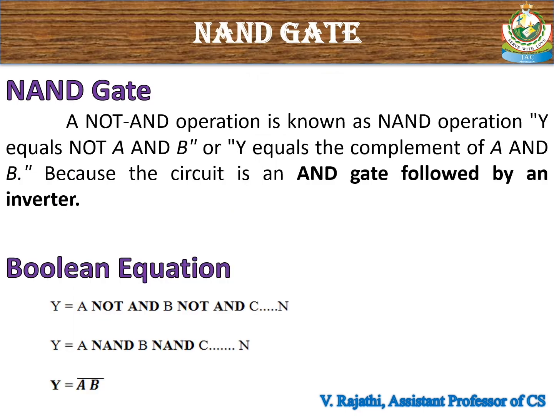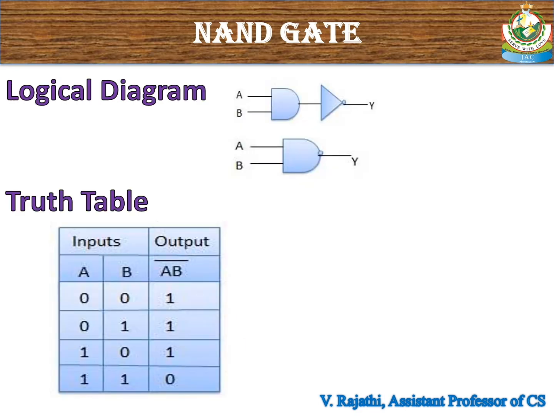And the NAND gate. NOT AND operation is also known as NAND operation. Y equals NOT of A and B, or Y equals the complement of A and B, because the circuit is an AND gate followed by an inverter. This is the Boolean equation, Y equal to AB the whole bar. This is the logical diagram of the NAND gate. This is the AND gate and this is the NOT gate, an AND gate followed by a NOT gate. And this is the truth table. When both inputs are high, which is 1, we get the output as 0. This is the truth table for the NAND gate.